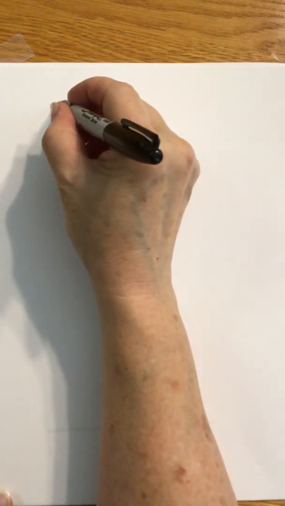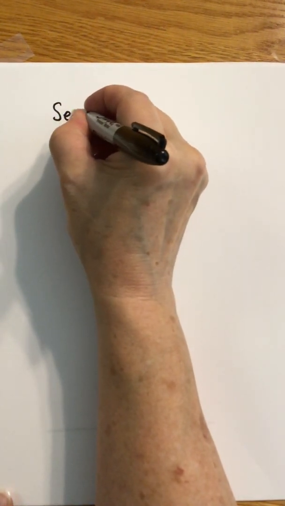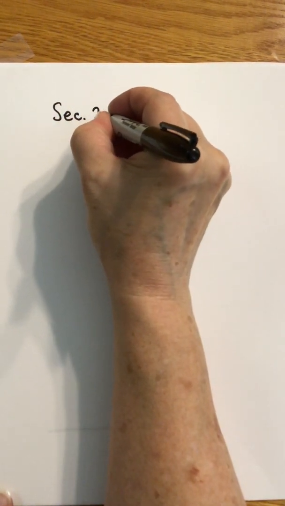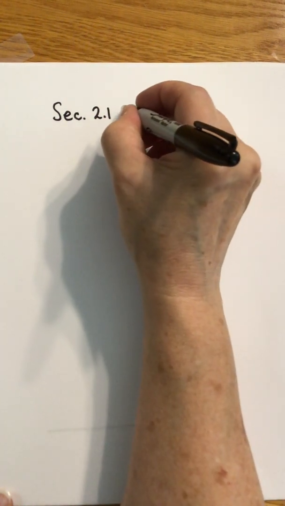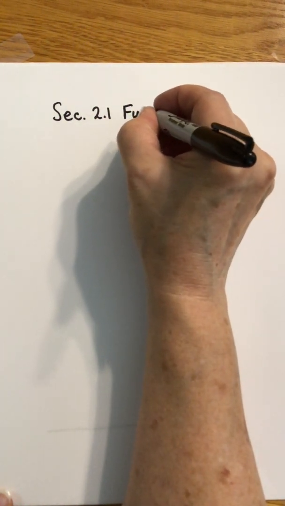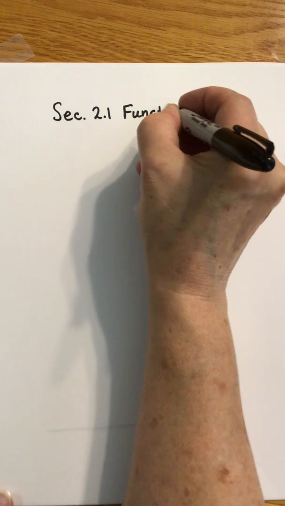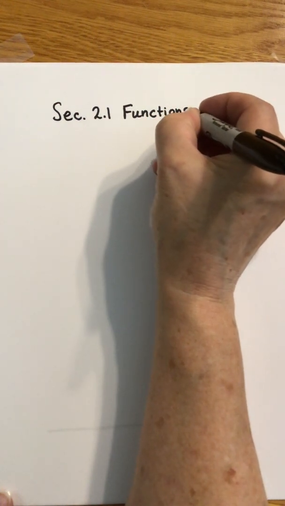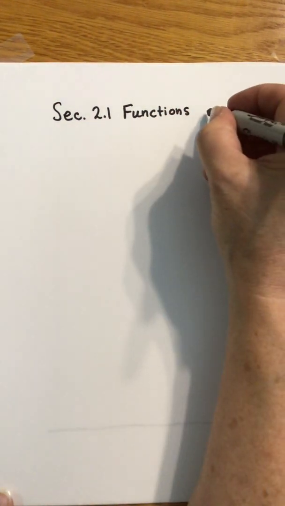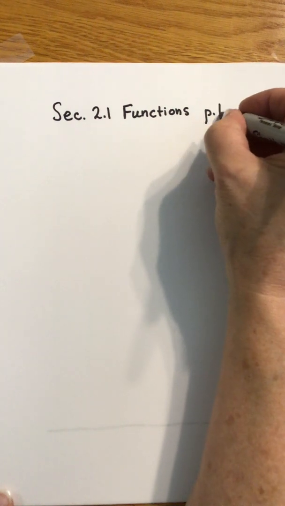Today we're going to talk about section 2.1. Functions. It starts on page 148 in your textbook.